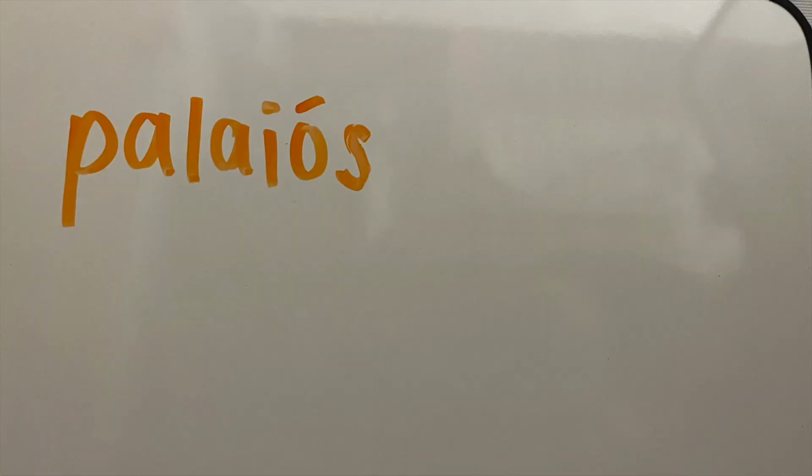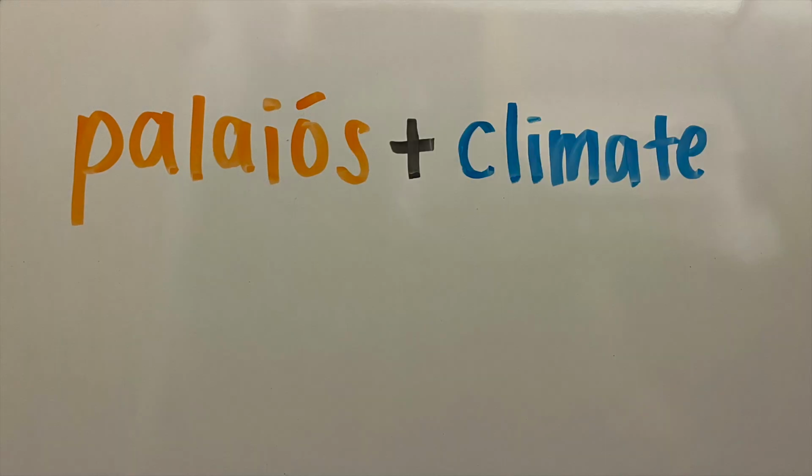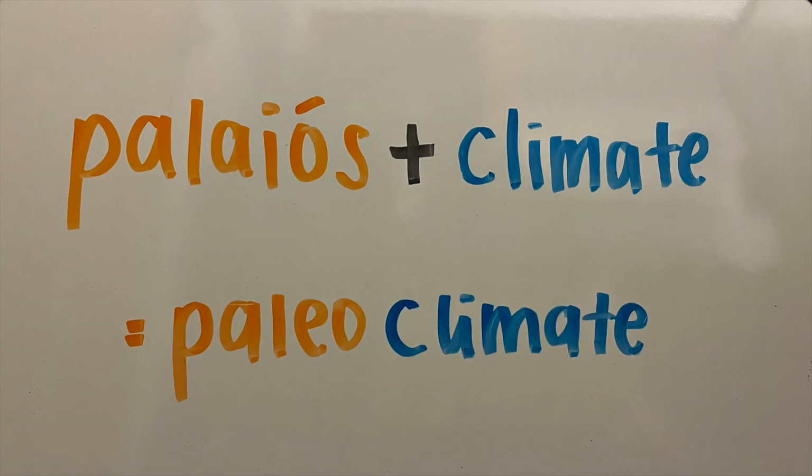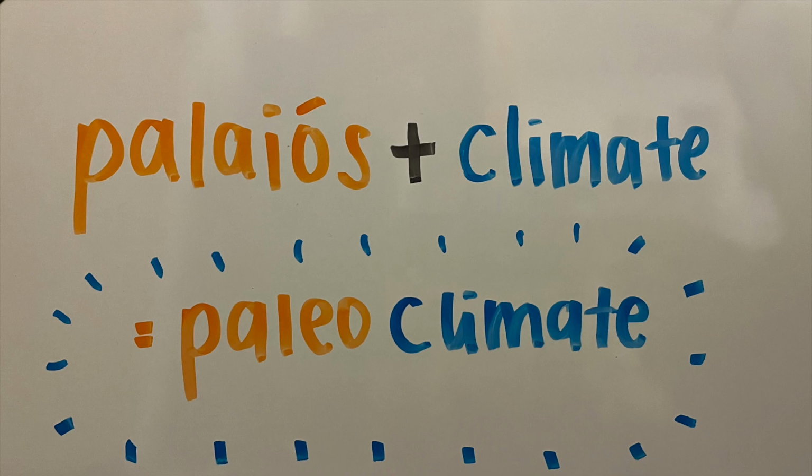Paleoclimate is the study of past climates. Paleo comes from the ancient Greek word paleos, which means old, and climate is the term we use for the long-term weather pattern in a particular area over a period of at least 30 years. Put these words together and you get the study of paleoclimate, which is interested in the changes in climate and environment over broad geologic timescales.